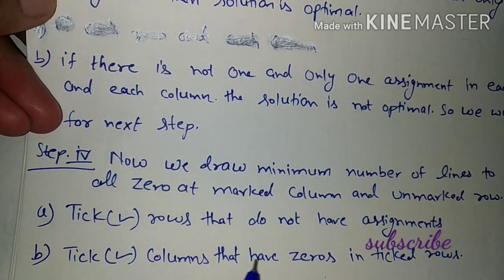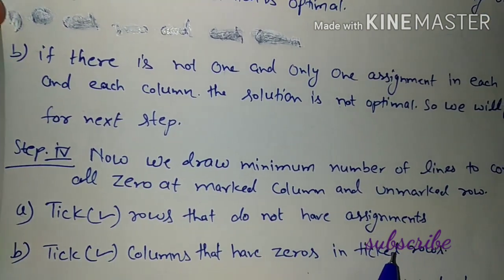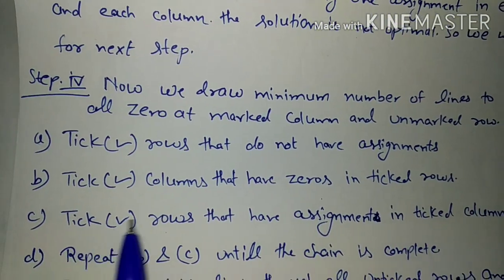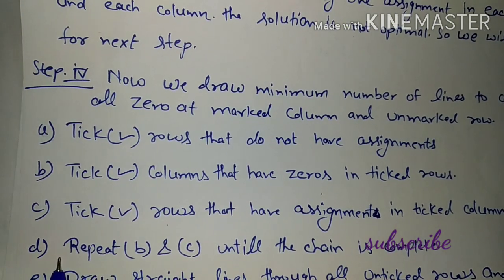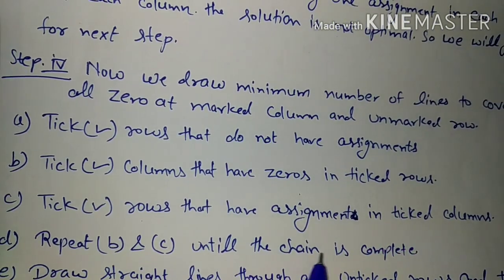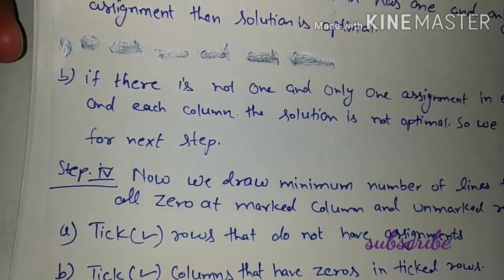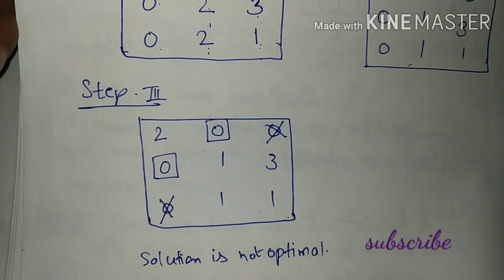B. Tick columns that have zeros in ticked rows. C. Tick rows that have assignments in ticked columns. And D. Repeat B and C until the chain is complete. Now, step number 4.